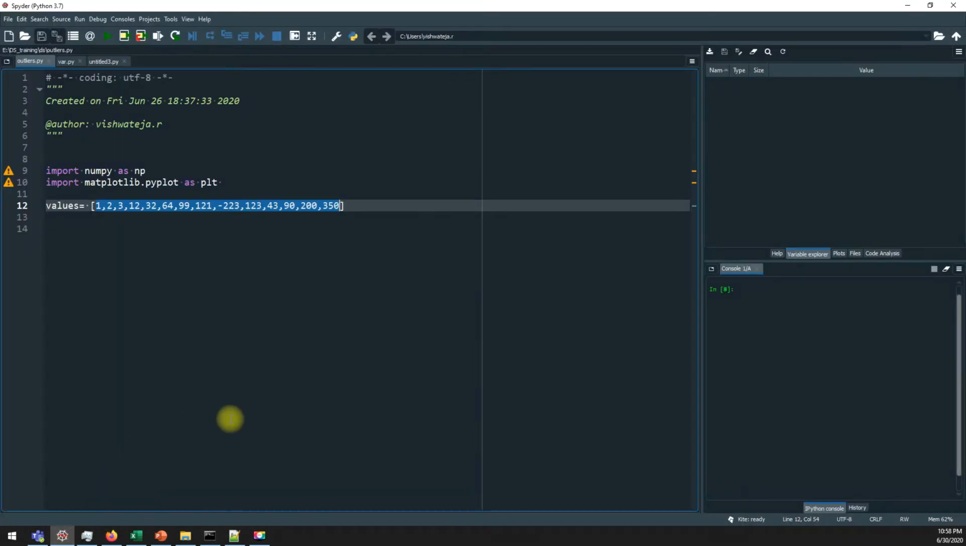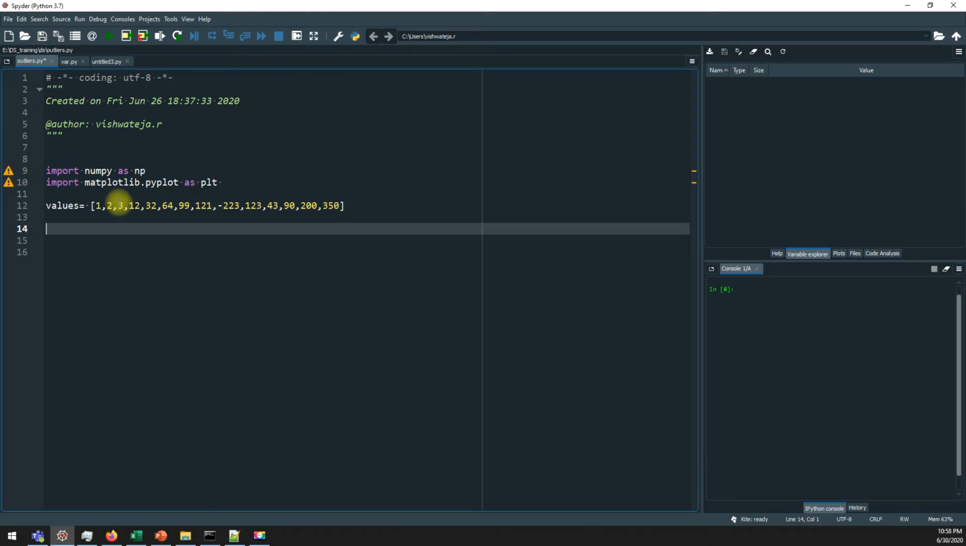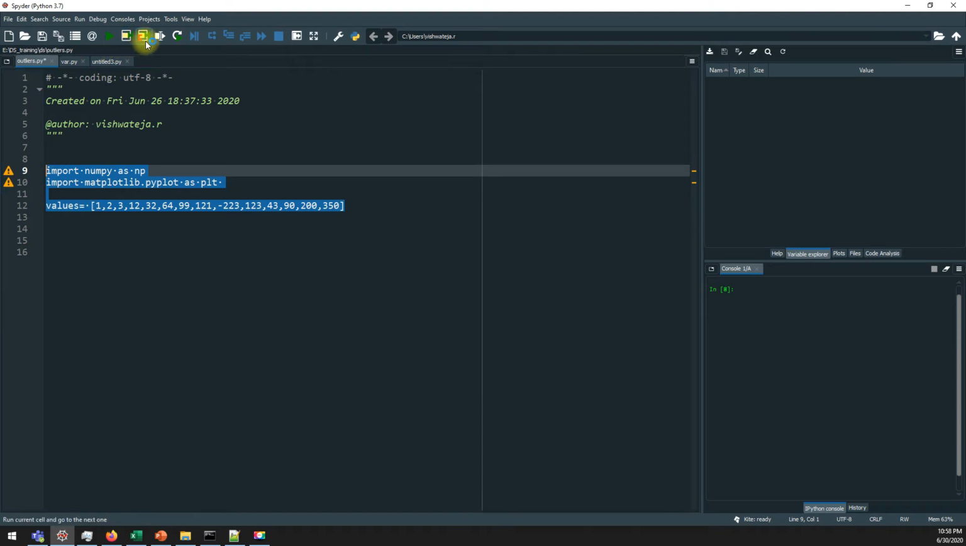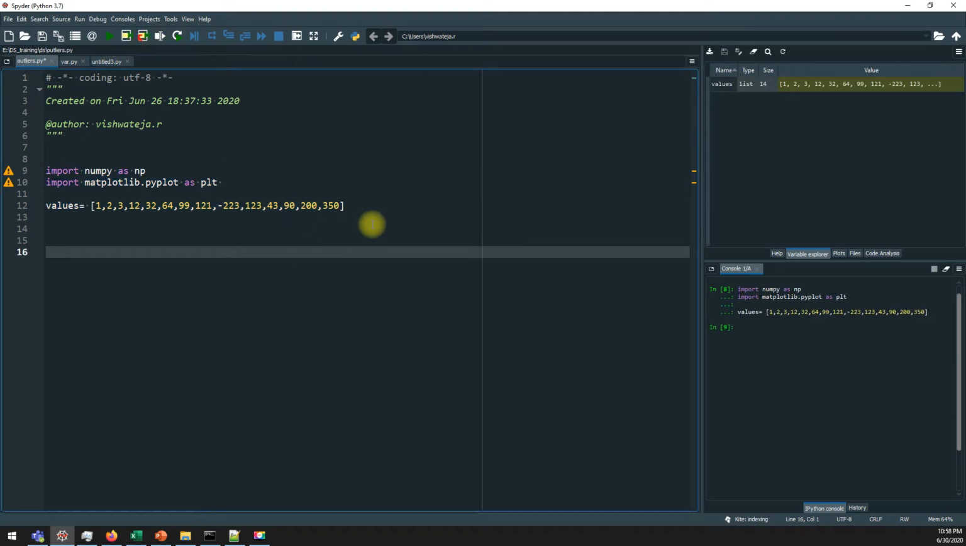Now we'll try to do the same thing using Python. I already have the list of values with me. Let me run this. Now I'll convert this value to NumPy and read that. Let me run this.